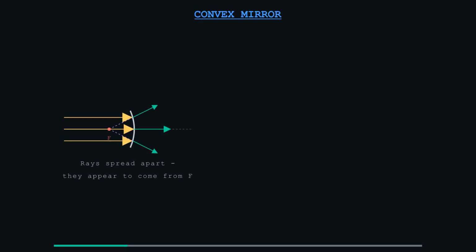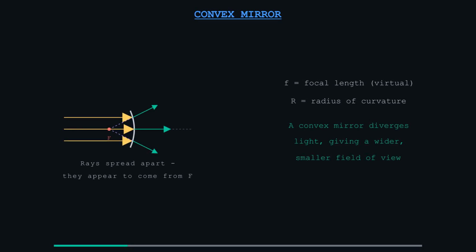A convex mirror curves outward, like the outside of a ball. Parallel rays striking it spread apart after reflecting, so they never actually meet. Instead, they appear to come from a virtual focal point behind the mirror. This spreads out a wider view into a smaller image, which is why convex mirrors are used for wing mirrors and wide-angle safety mirrors.